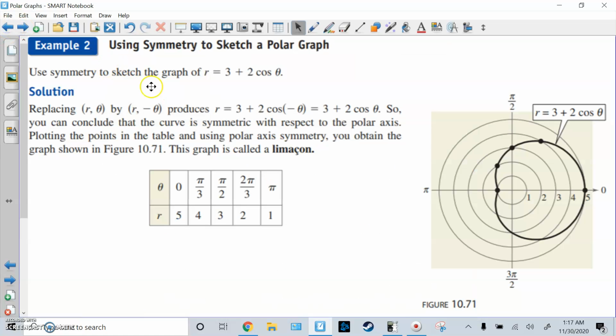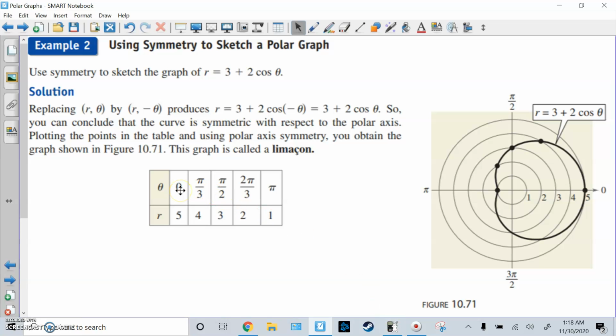Using symmetry, graph r equals 3 plus 2 cos theta. So if you replace (r, theta) with (r, negative theta), cosine of a negative angle is the same as cosine of a positive angle. That's because it's even. So we can conclude the curve is symmetric with respect to the polar axis, the x-axis. Plotting the points in the table, we will obtain this shape, and that's a limacon.